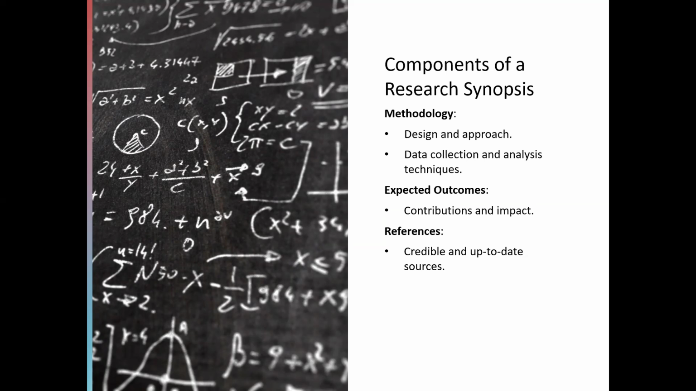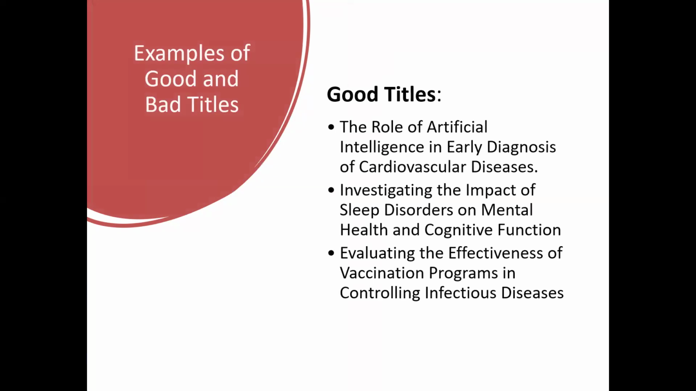but you can add expected results, that yes, I'm confident that with this research, I can contribute to science by finding the prevalence of CVDs in specific areas, or it will help better understand some specific problem or disease. So you have to write the expected outcomes, and then references. You have to add credible and up-to-date sources.